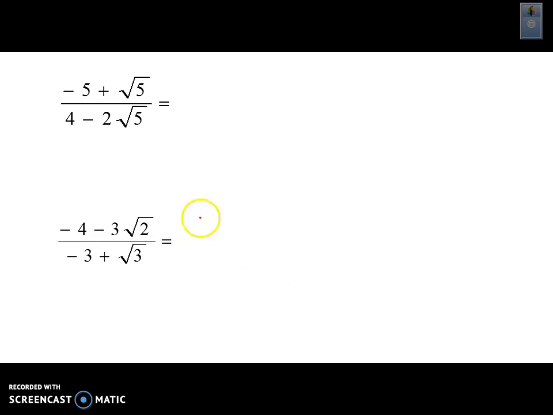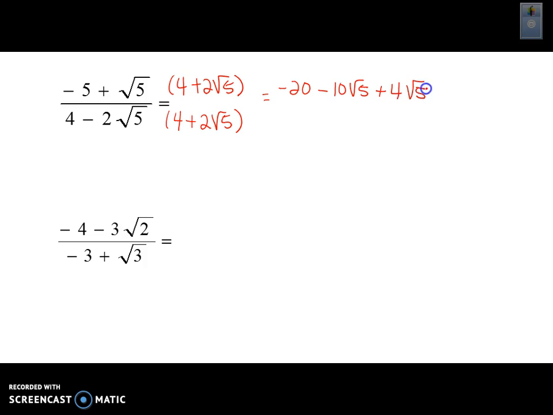And lastly, we have a couple of examples here where we have to FOIL in the numerator and the denominator. So here we multiply by the conjugate, 4 plus 2 square root of 5. Up top, 4 plus 2 square root of 5. And we FOIL. So we have a -20 minus 10 square root of 5 plus 4 square root of 5 plus 10. And in the denominator, we have a 16. Middle terms cancel out. Our last terms give us a -20.